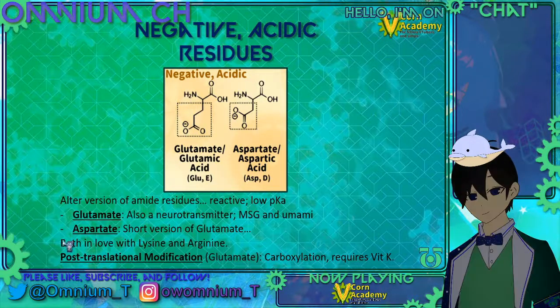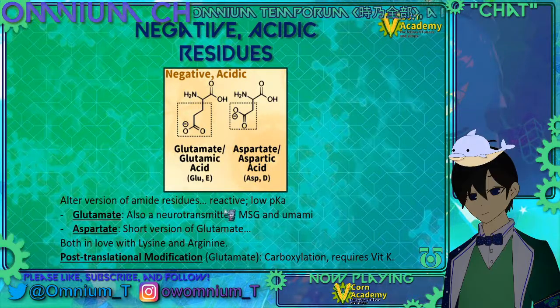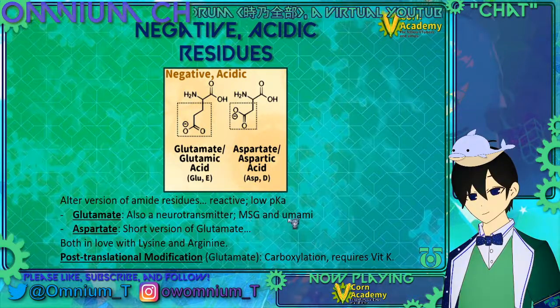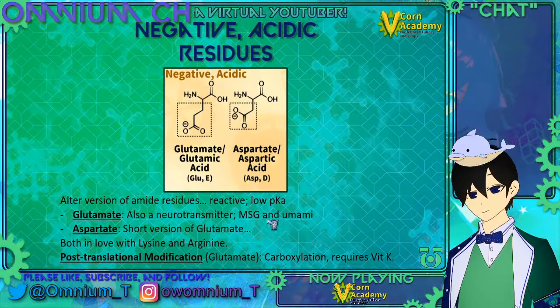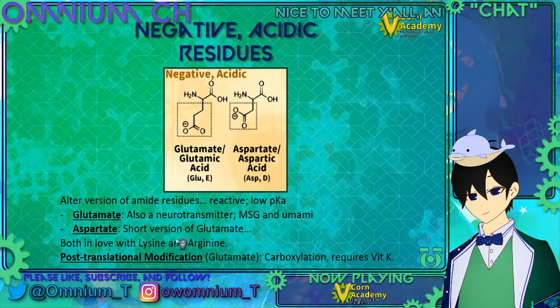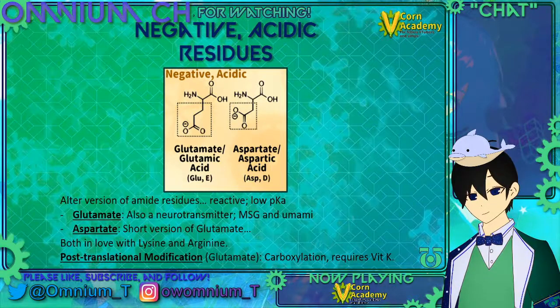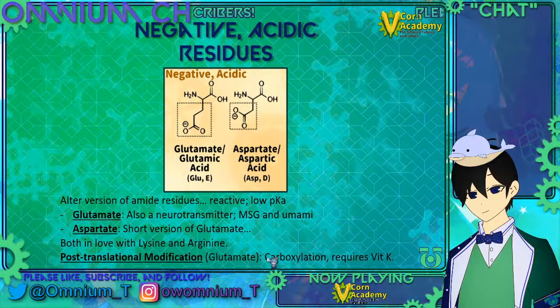Glutamate is also a neurotransmitter, if you know that from psychology. MSG and umami, the taste of umami, it's really addictive. Aspartate is just a short version of glutamate. They're in love with lysine and arginine. I'm going to talk about that later because they're negative residues. And for glutamate, there's a carboxylation, which requires vitamin K. I kind of forgot what this does.